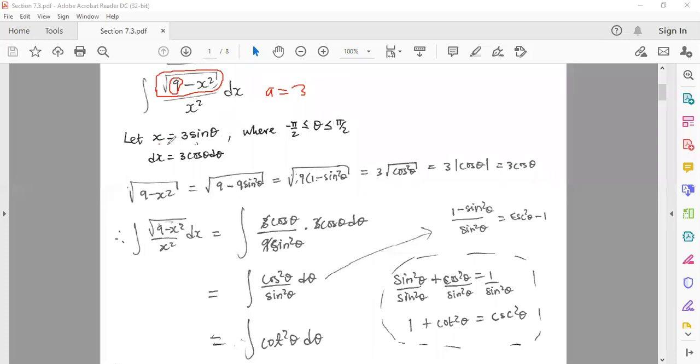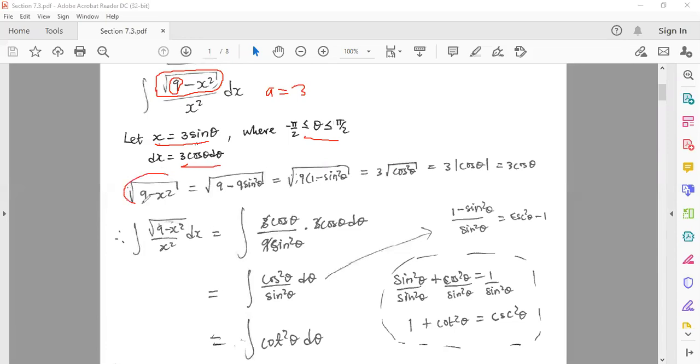Now, what do I do? I let x be a sine theta. Remember, a is 3. So x is 3 sine theta. Remember what I told you? You need to tell me that theta lies between minus pi over 2 and pi over 2. Obviously, if you differentiate x, dx would just be 3 cos theta d theta. Straightforward and easy. Now, everywhere you see x in the whole integral, just put in 3 sine theta and then simplify that and see what happens.